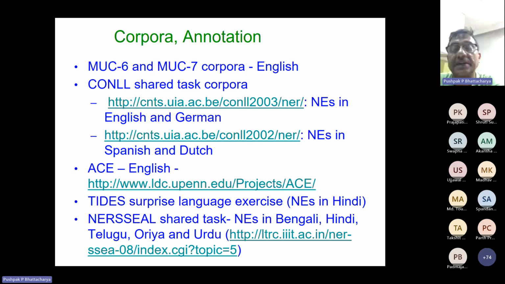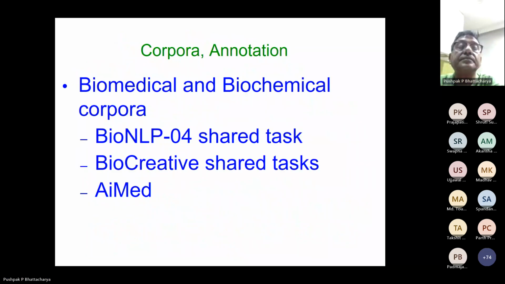TIDES surprise language exercise, their named entities were in Hindi. NER SIL shared task named entities are in Bengali, Hindi, Telugu, Odia, and Urdu. I mean, these are of interest to an Indian audience. Now, the Indian research groups also have contributed named entity corpora, especially the FIRE corpus, FIRE, Forum for IR in Indian languages, which is running for several years now. It's a shared task, and there we do find named entity tagged corpora for Indian languages. And biomedical and biochemical corpora, BioNLP shared task, BioCreative shared task, AIMed, these are all from the medical domain. The medical domain is very eager to have a high quality named entity recognizer because there are many biological names, medical names, which appear in the medical corpora.